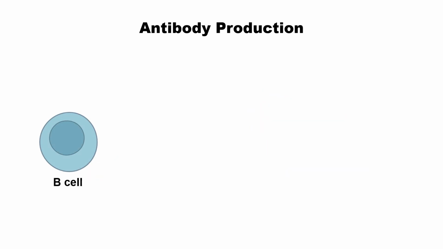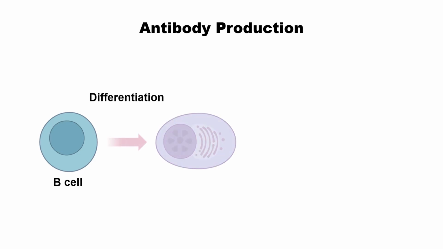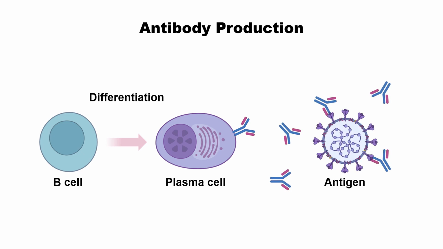Antibody is generated by B cells. When B cell is differentiated and matured, it forms a plasma cell, and plasma cell makes antibody, and this antibody eventually binds to the antigen and neutralizes those antigens' function.